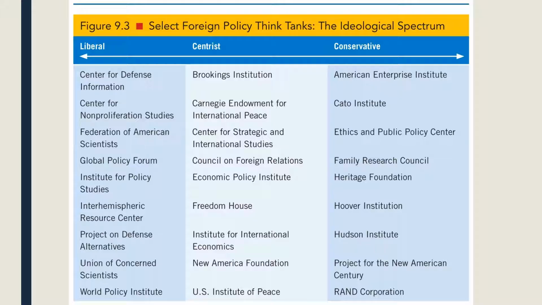Figure 9.3 from your textbook shows a list here, any number of organizations. You can read this for yourself, but you can see then that these organizations are large in number and in their political diversity as well.